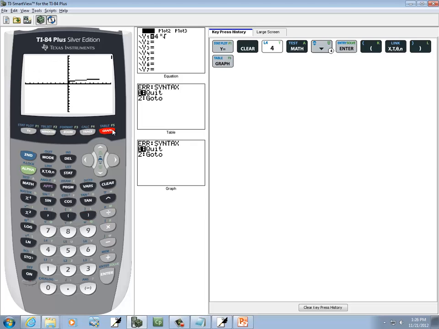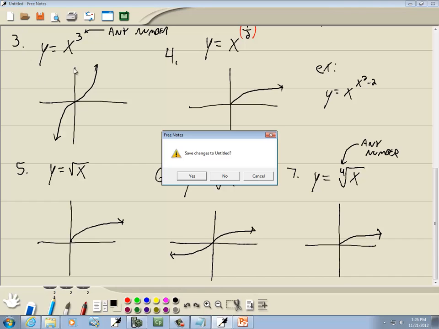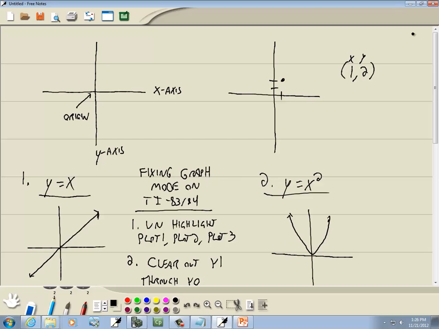It looks like the square root, but it's a little closer to the x-axis. Like that. Let me start a new page.